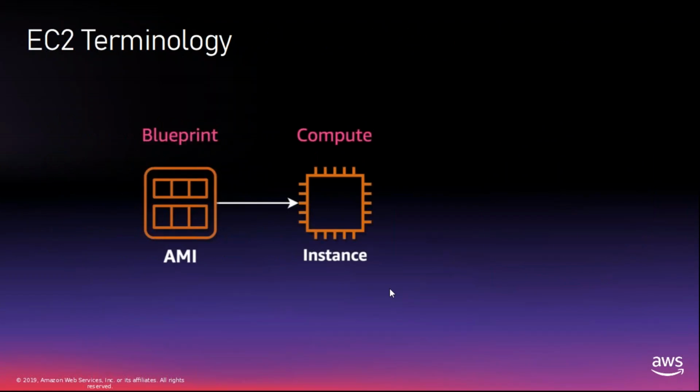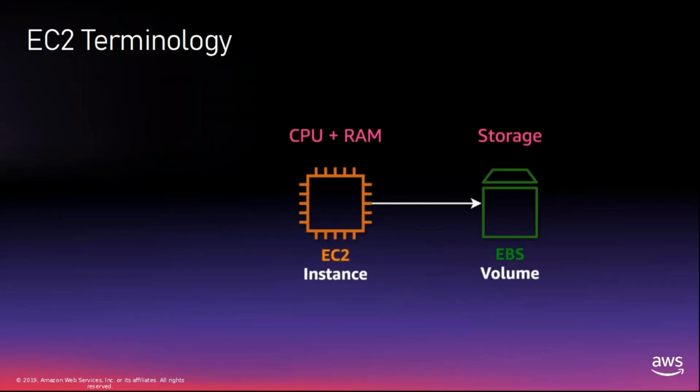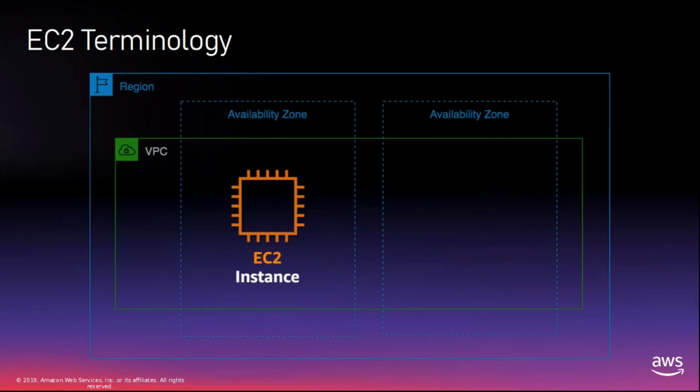So here is some easy terminology. Blueprint is for Amazon Machine Image, or AMI. Compute is for instance. What is compute composed of? CPU and RAM. So an EC2 instance has CPU and RAM, while storage is separate, which has been discussed by Titan, the EBS volume. So we have regions, VPC, availability zones, and EC2 instances. EC2 instances are deployed via VPC.